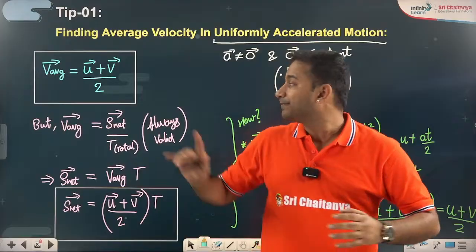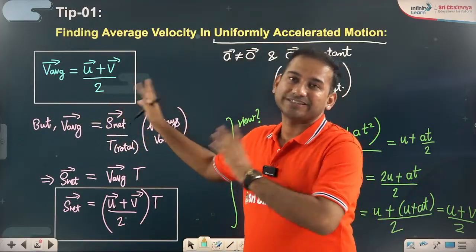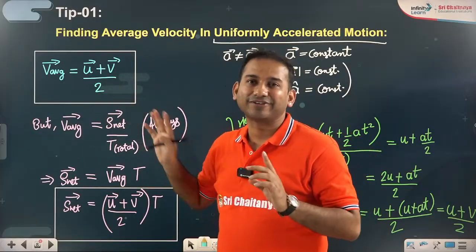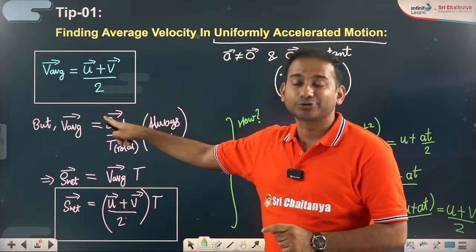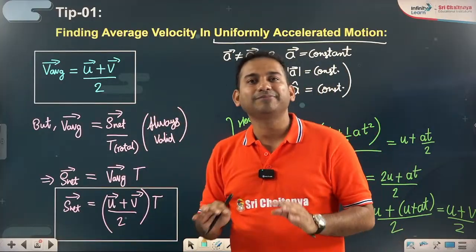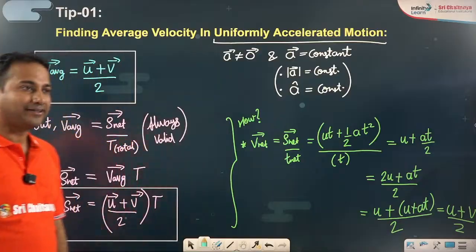The technique is average velocity can be given by the average of initial and final velocities, but this is valid only for uniformly accelerated motion. But average velocity is total displacement by total time. It is valid every time. Is that clear? All right.